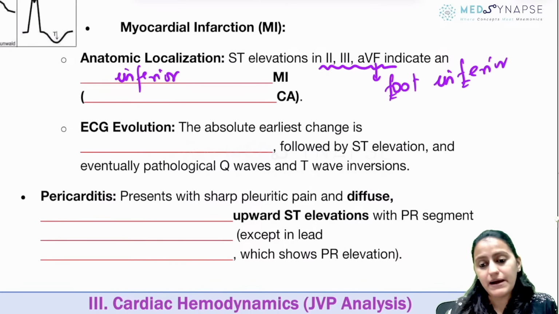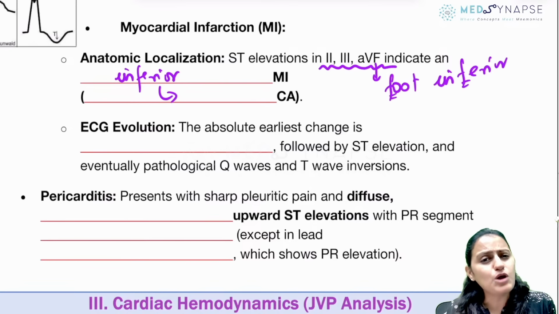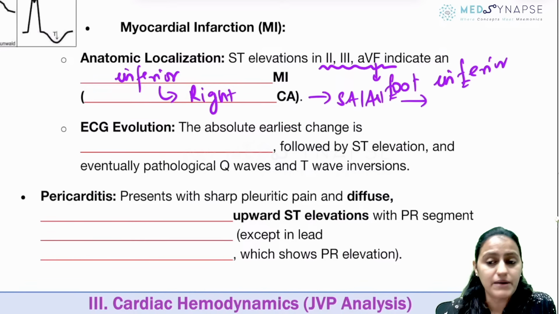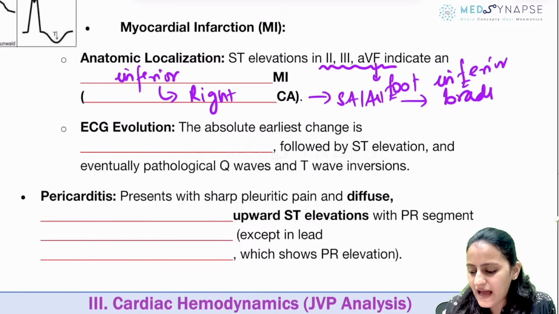So remember it is inferior wall MI. That means what artery is blocked in the inferior wall MI? Remember it is right coronary artery. And this right coronary artery generally supplies the SA node and AV node. And that is why in inferior wall MI, you will also commonly have bradycardia. SA node affected, bradycardia will also be present there.